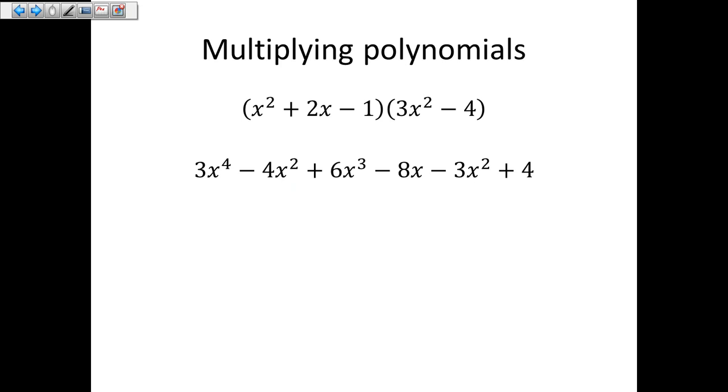But now we need to combine like terms. So we make sure that we put it in standard form. So this 3x to the fourth goes first, then the 6x cubed. Now we combine this minus 4x squared minus 3x squared, and we get a minus 7x squared. Then minus 8x plus 4. Now that it's in standard form from highest power to lowest power and all of the common terms are combined, we're all done.